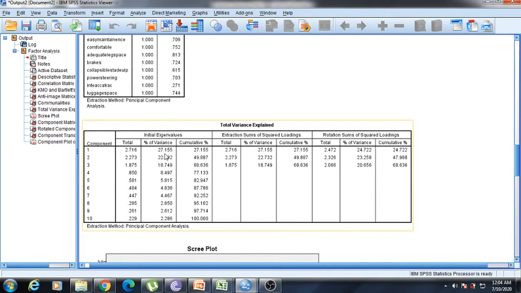From where this value came: for 2.716, it is divided by 10, because there are 10 variables. Divided by 10, we will find 0.27155, and if we multiply it by 100, then you will get this value. Similarly for this, divided by 10 and multiplied by 100, you will get this value. Similarly you will get all these values, and then the cumulative value, this value plus this value, the addition of these two, and so on. And these are the totals. This is for the rotation sums of squares. So this is for the rotated and this is for the unrotated values.